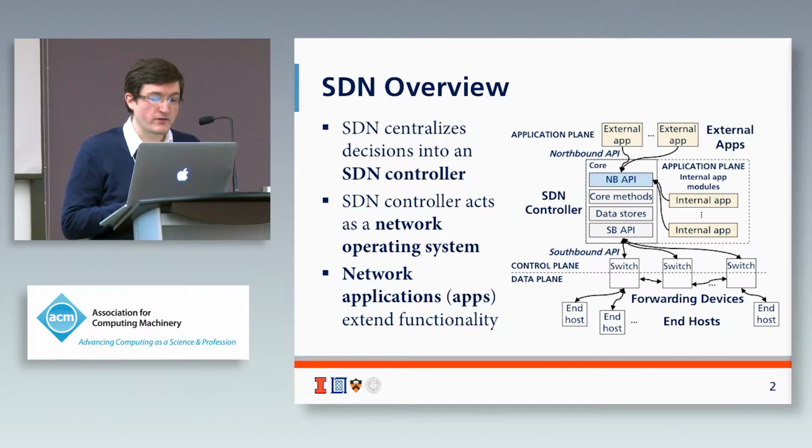So this network operating system then is extensible in the sense that we can expose a shared SDN control plane state made up of different data structures from which different networking applications, or apps, extend the functionality. These applications communicate with the SDN controller through what's called a northbound API. So some example applications include, for instance, firewalls, load balancing applications, and routing applications.